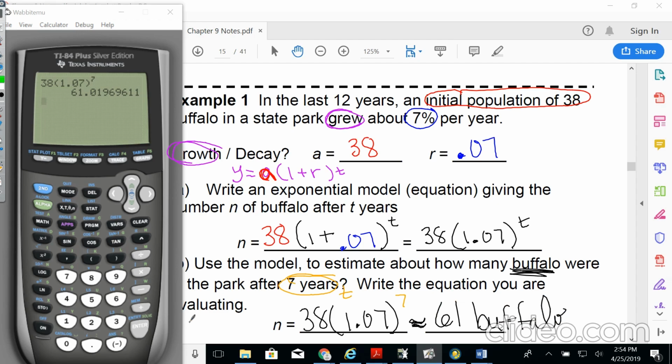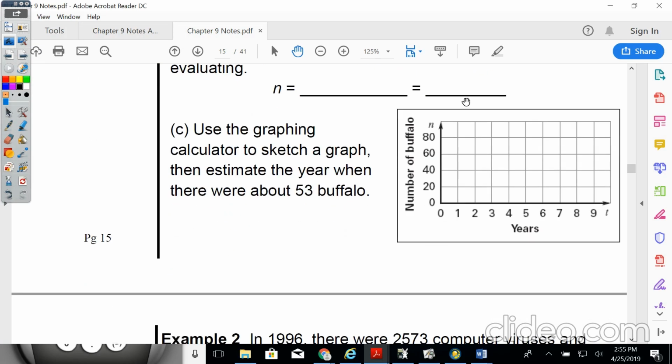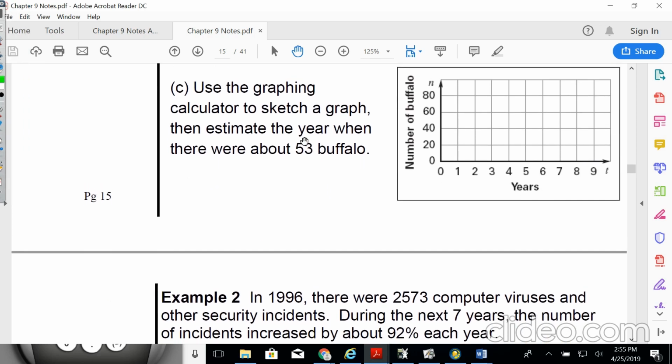Unless it's cents, I mean, if it's money, we can round it to 2 decimal places. But when we're talking about population, we'll round it to the nearest whole number. All right, so part C, we're going to need to use our calculator. Use the graphing calculator to sketch the graph and estimate the year when there were about 53 buffalo.